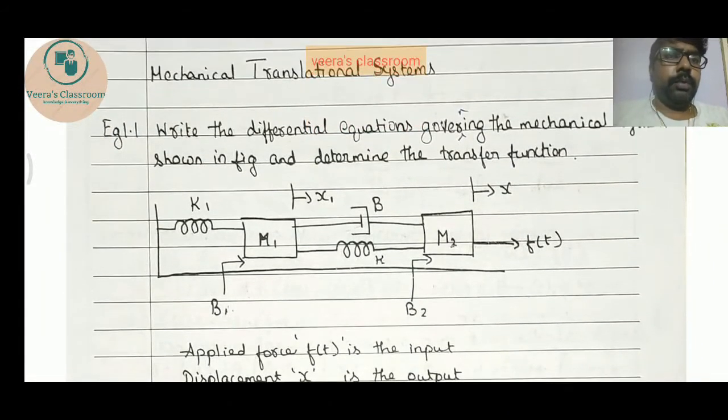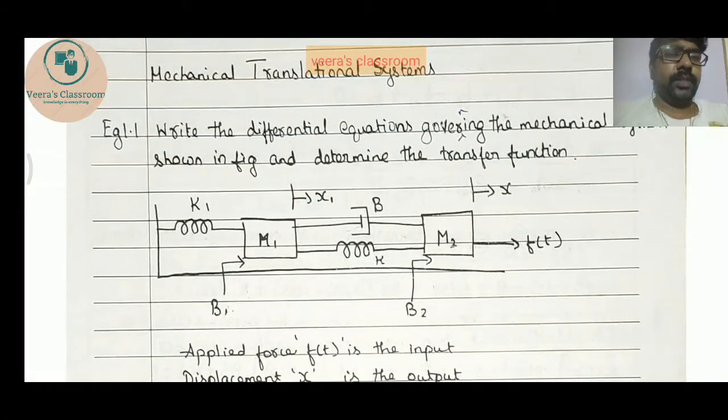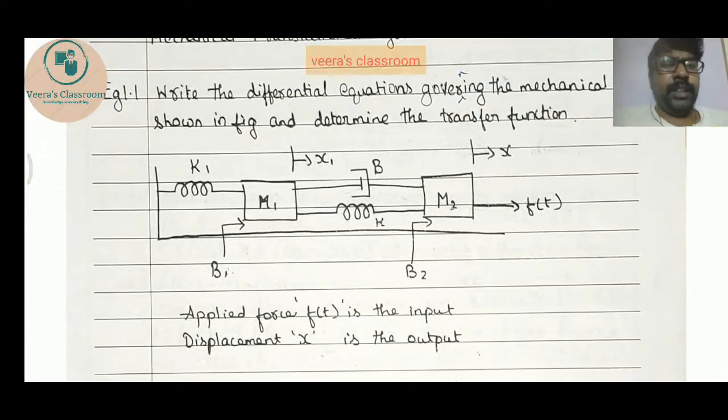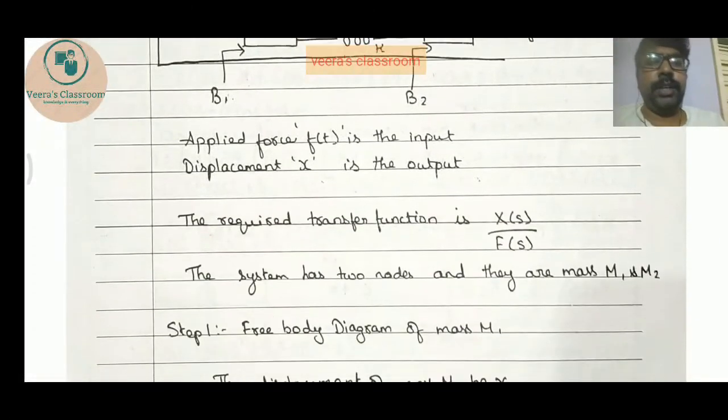So here in this problem they have just said to determine the transfer function. So it can be either x of s by f of s or x1 of s by f of s. Either displacement can be taken, any one of the displacements can be taken. So we will take it as x of s by f of s.